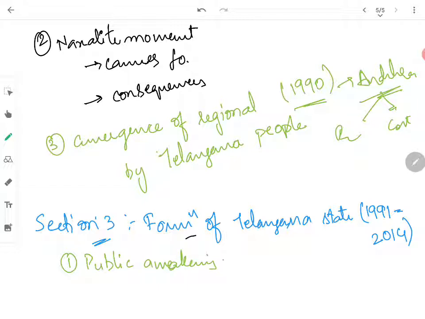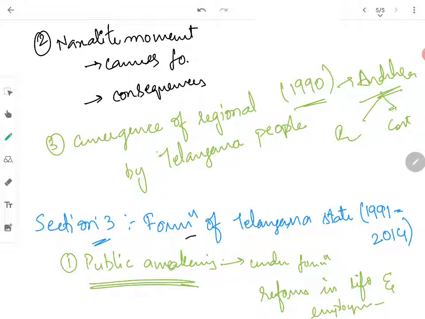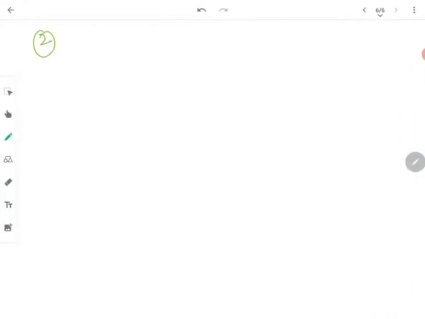That is, making normal people understand that the formation of Telangana is required for reforms in the life and employment of Telangana people. So the first phase is public awakening, and then comes the next chapter, which is Telangana Rashtra Samiti formation. That is the TRS, which is the governing party in Telangana right now, which came into limelight in 2001.